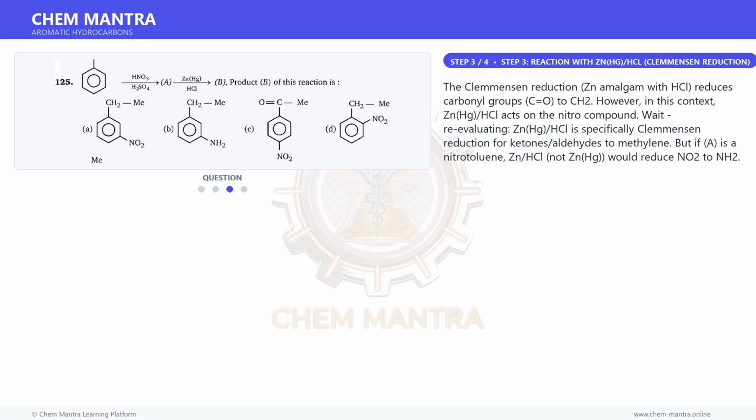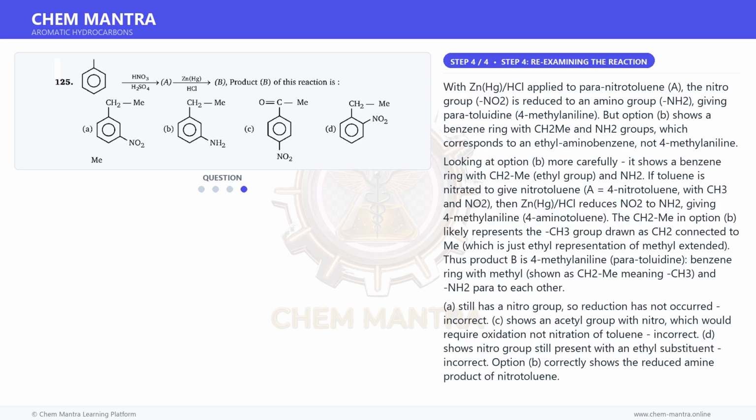Moving on to the next step. The Clemmensen reduction, Zn amalgam with HCl, reduces carbonyl groups, C=O to CH2. However, in this context, Zn, Hg, HCl acts on the nitro compound. Re-evaluating, Zn, Hg, HCl is specifically Clemmensen reduction for ketones and aldehydes to methylene. But if A is a nitrotoluene, Zn, HCl, not Zn, Hg, would reduce NO2 to NH2.